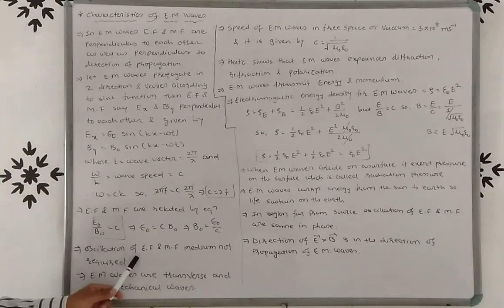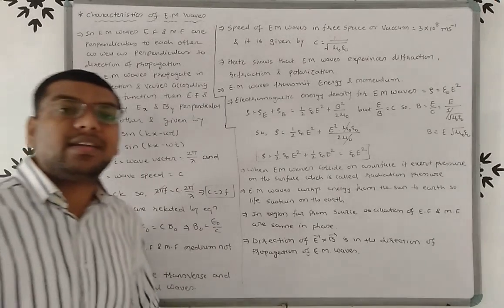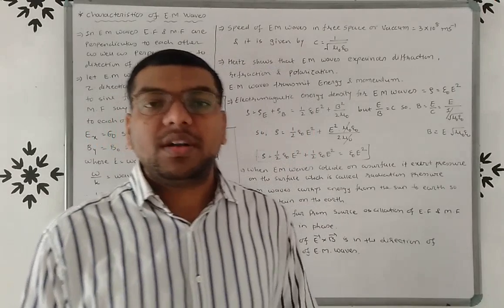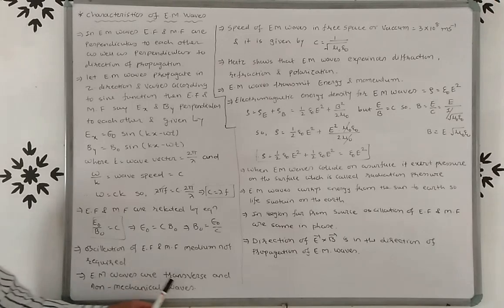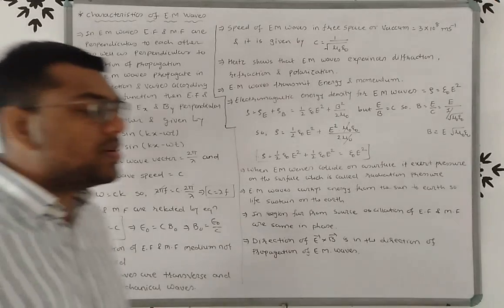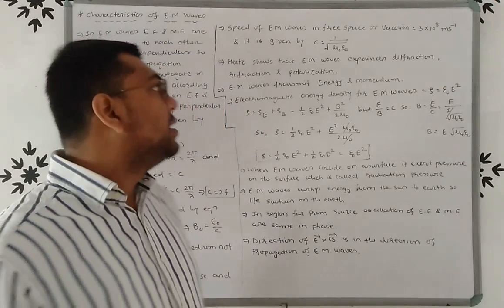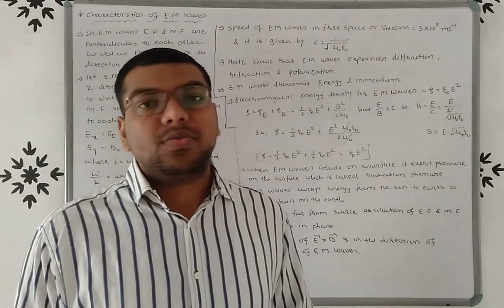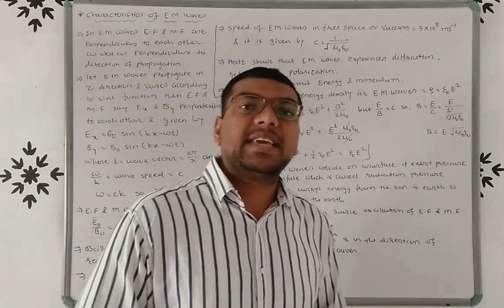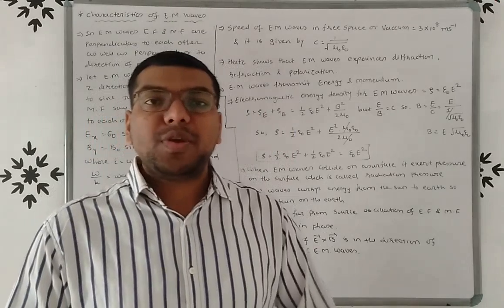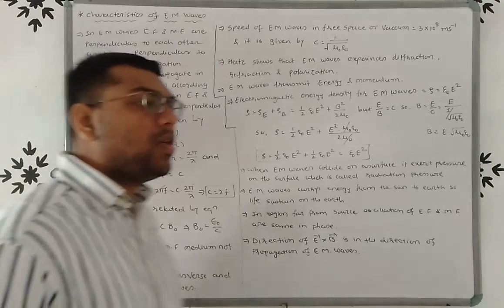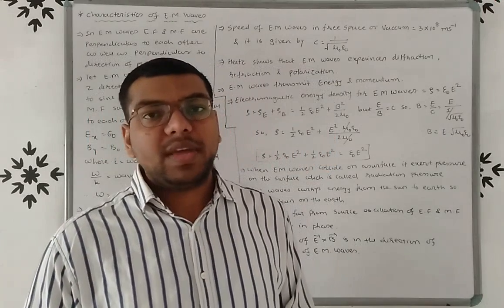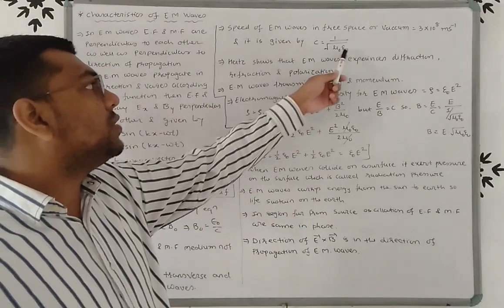Then for the oscillation of the electric field and magnetic field, a medium is not required, right? So for propagation of EM waves, a medium is not required. We can say that electromagnetic waves are transverse and non-mechanical waves because a medium is not required. Then the speed of electromagnetic waves in free space or vacuum is 3 × 10^8 meters per second, and it is given by the formula c = 1/√(μ0ε0), right? So the speed of EM waves is 3 × 10^8 m/s, and the formula for the speed of EM waves is 1/√(μ0ε0).